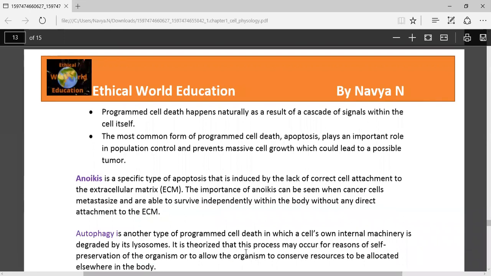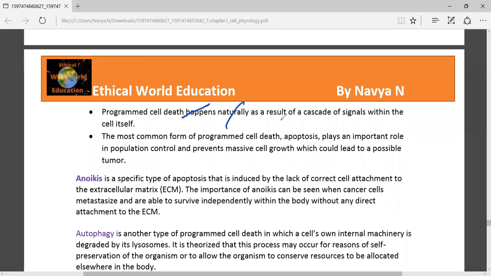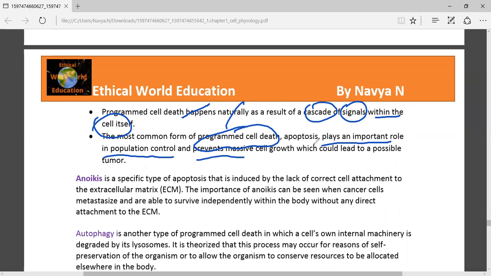And we also have programmed cell death that happens naturally. It is the result of a cascade of signals within the cell itself. The most common form of programmed cell death is apoptosis, which plays a very important role in population control, and it also prevents massive cell growth, which includes the possibility of a tumor.